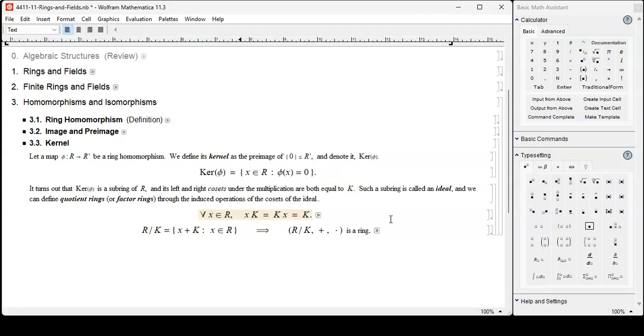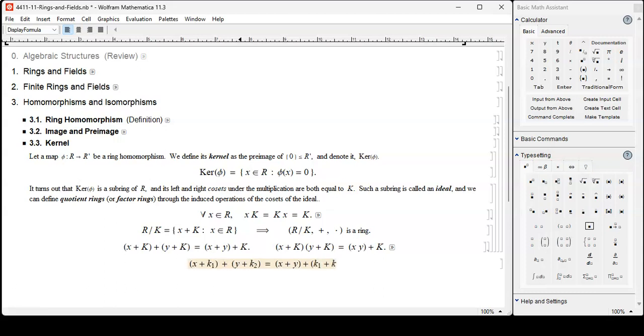Want to see a proof? Well, here's a proof. This one here is simple, and this one here, that's going to be a big deal. Well, not that big a deal, but that's giving me a bit of work. Let's see, how about this one? (x + K) + (y + K), this basically arbitrary element here is of this form, (x + k1) + (y + k2), and then that can be written as x + y + k1 + k2.